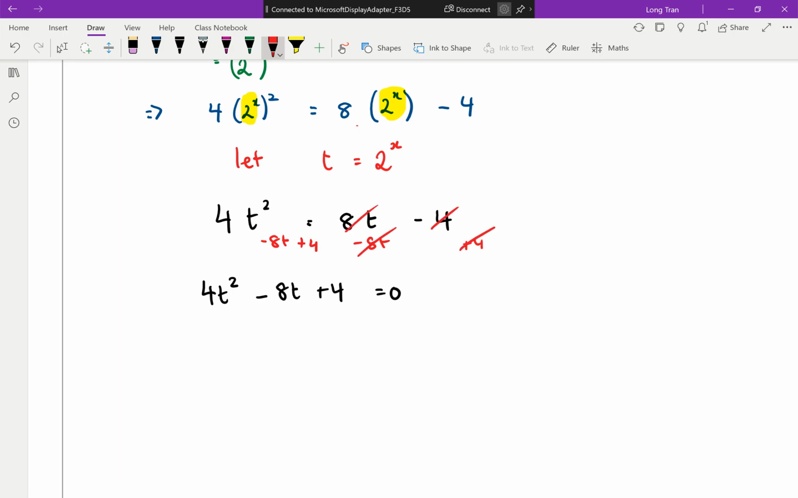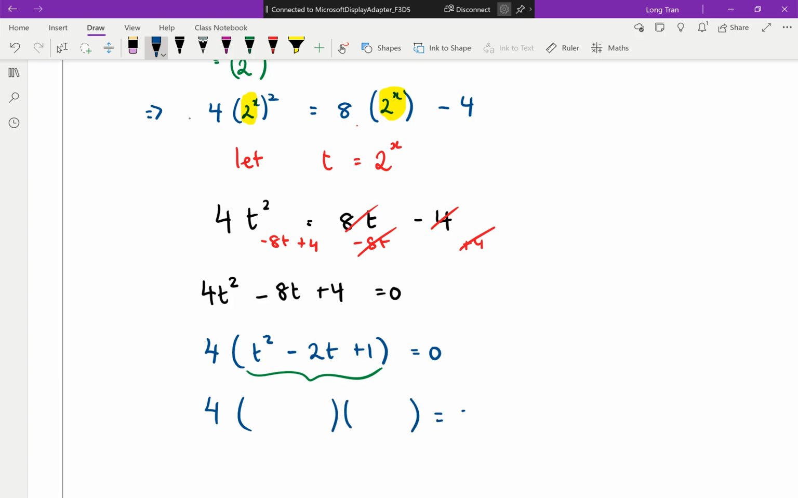Now you've got a quadratic problem. Factorize. What does that factorize to? I can see that they all have a common factor of 4. Take out 4: t squared minus 2t plus 1 is equal to 0. See if I can factorize this now. And that's where chapter 3 comes in. So if I use chapter 3, 4 times bracket, bracket equals 0.